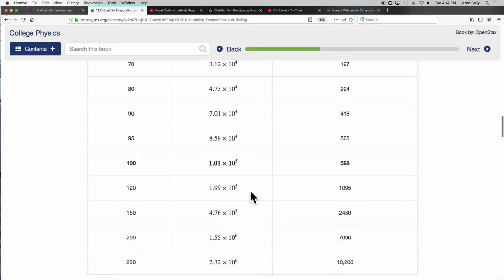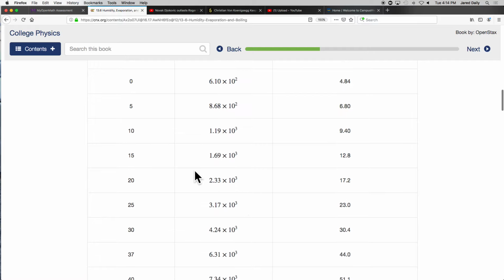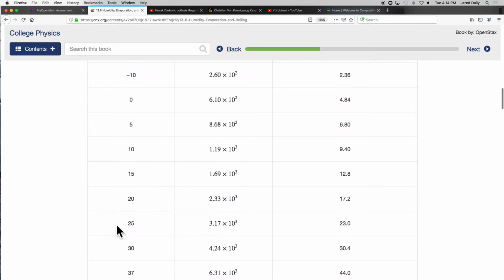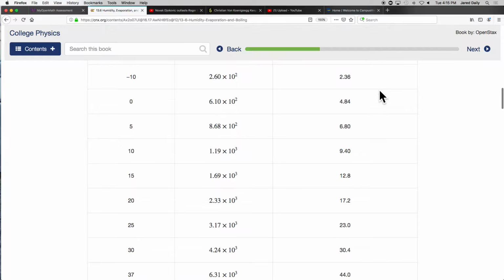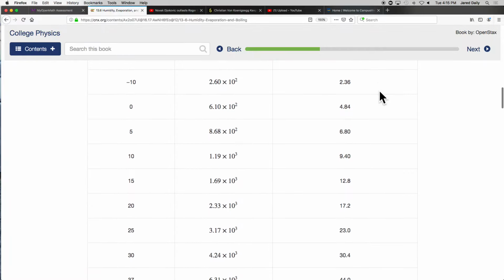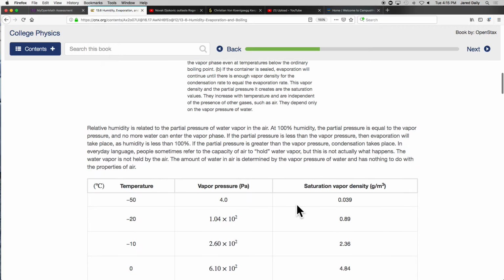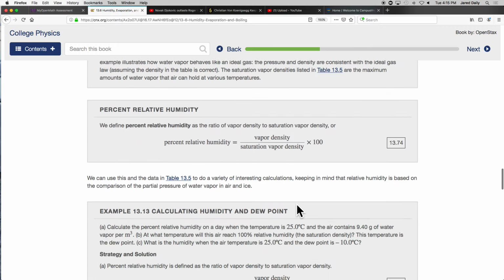So 25 degrees Celsius, they say the temperature is 25 degrees Celsius, but the dew point is negative 10 degrees Celsius. That means that we have 2.36 grams of water in the air per cubic meter. So that's what they mean. This is how you use the dew point chart for weather and such.